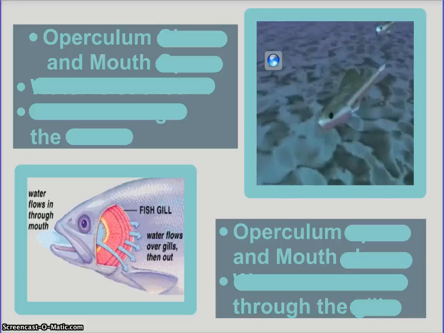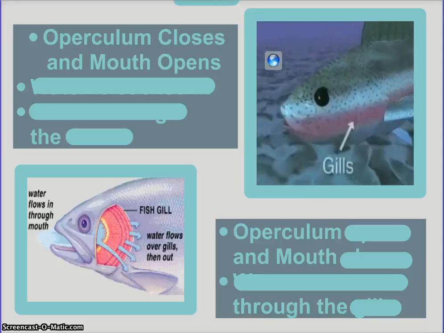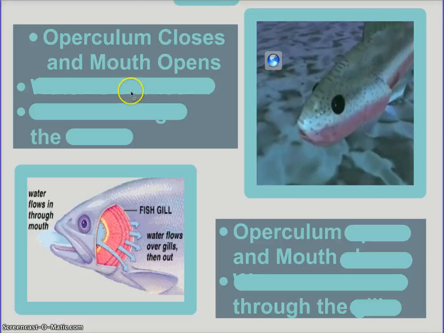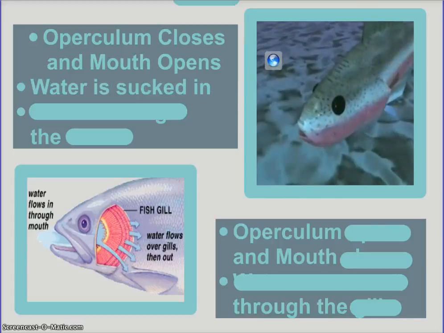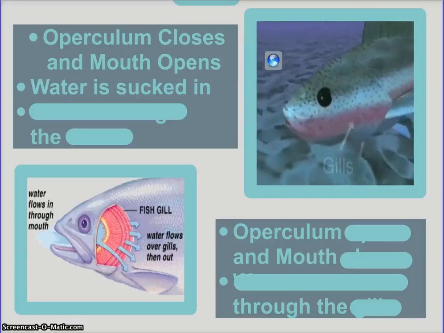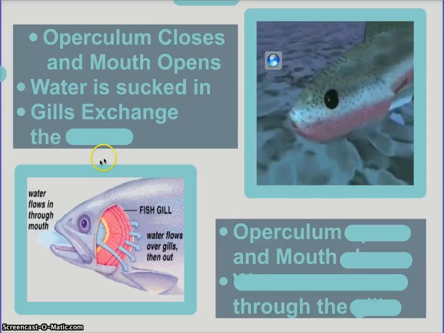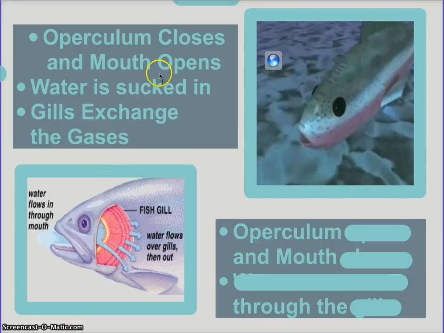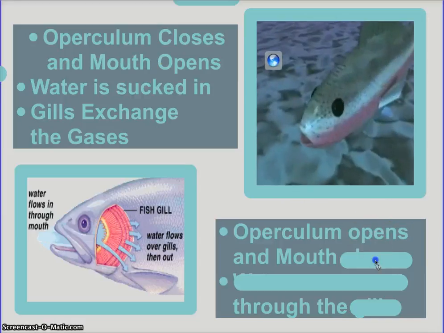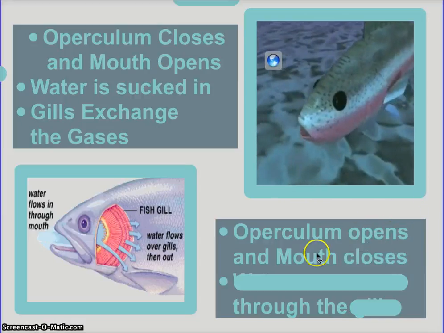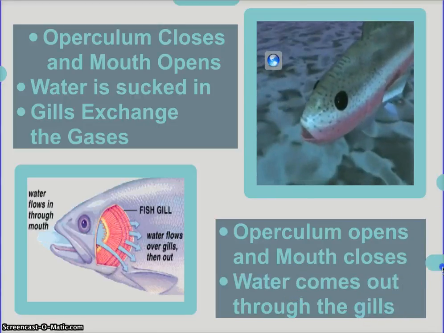What happens first? Mouth opens and operculum closes. It happens simultaneously so that water can be sucked in through the fish's mouth. Then what happens? Gases are exchanged. And I think I left that out. Oh no, gills exchange the gases. And then what? Operculum opens, mouth closes, and water comes out of the gills. Good job.